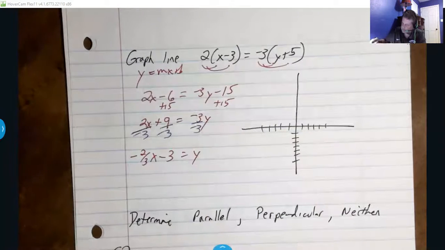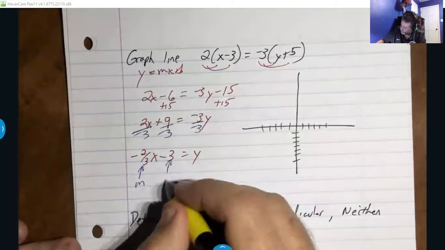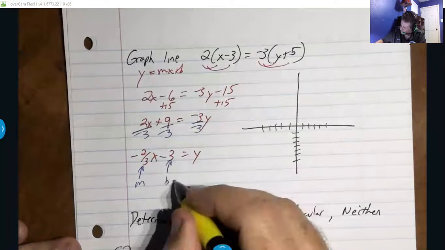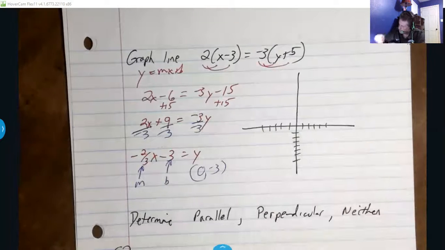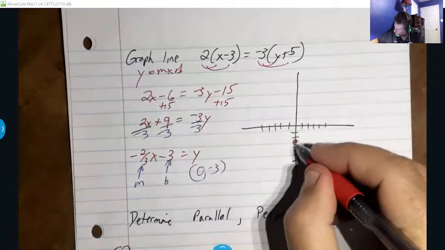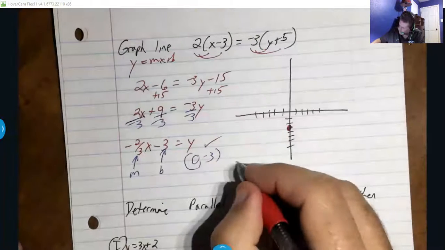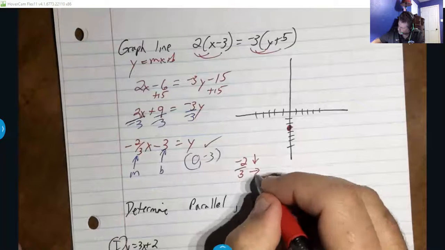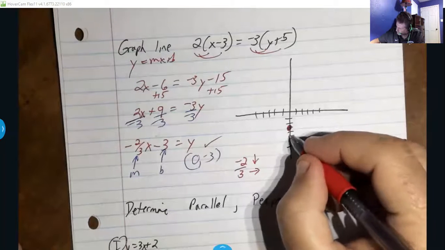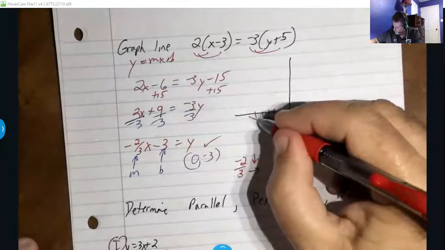So that's enough for us to graph. Here is my slope. Here is my y-intercept at (0, -3), so we can go down here to (0, -3). That's our first thing. Second thing, slope: negative 2/3, which is going to be down 2 and to the right 3. 1, 2, 1, 2, 3. Always starting from the y-intercept. Ooh, that's horrible. Sorry.